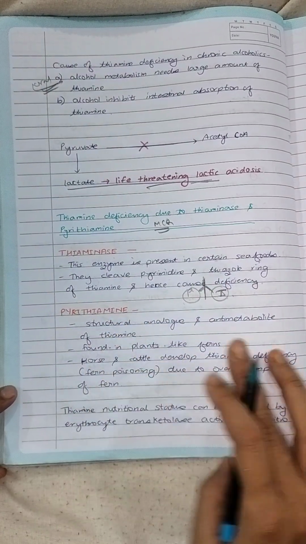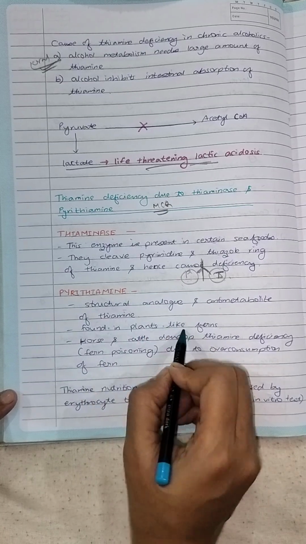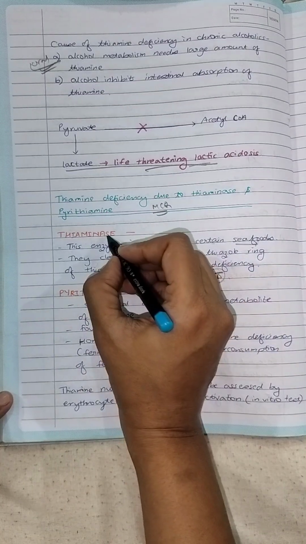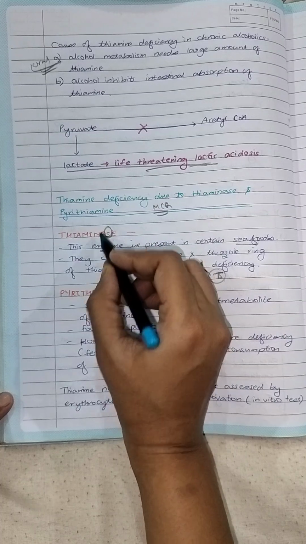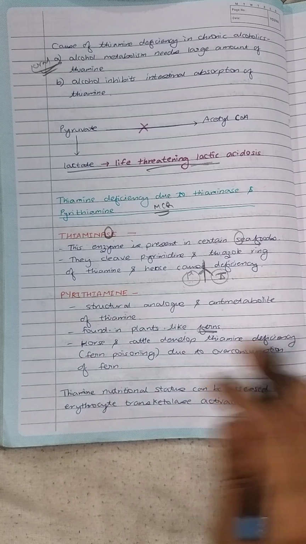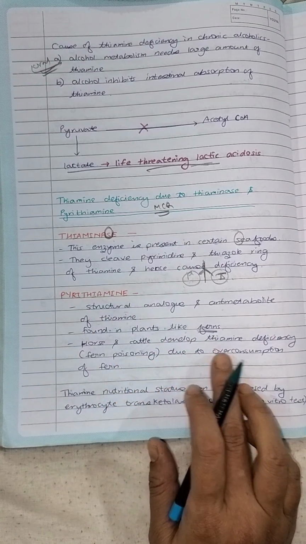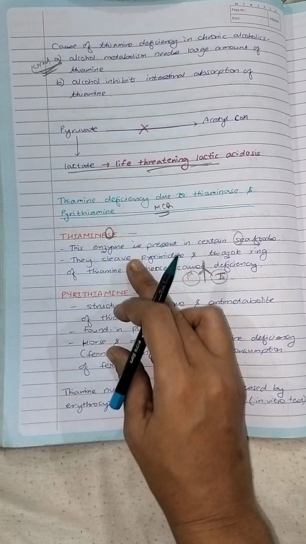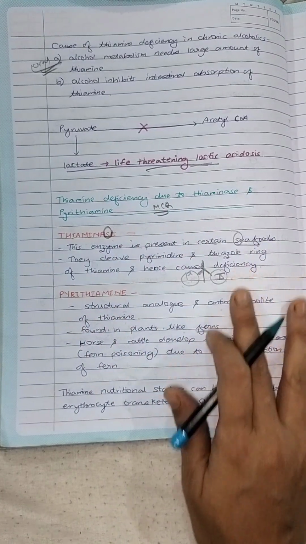Now pyrithiamine, it is a structural analog and antimetabolite for thiamine found in plants like ferns. Thiaminase is S for sea, and pyrithiamine found in ferns. You can remember like thiaminase is seafood and pyrithiamine ferns. So usually the grazing animals which feed on the fern plants may develop fern poisoning due to overconsumption or overgrazing of ferns. Now, so these are the two causes of thiamine deficiency due to two different enzymes.